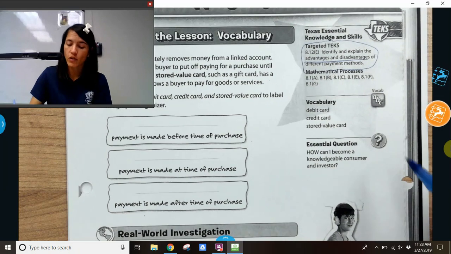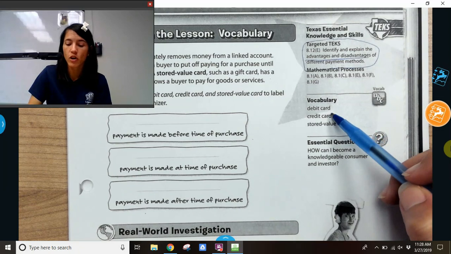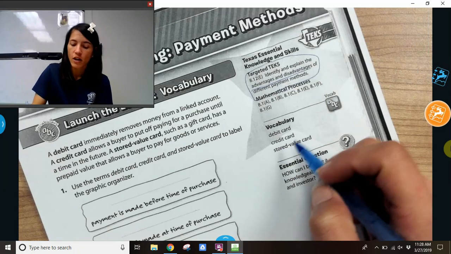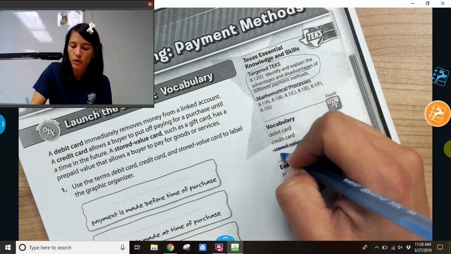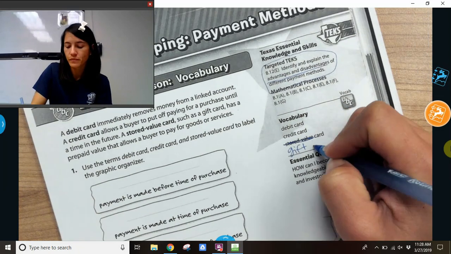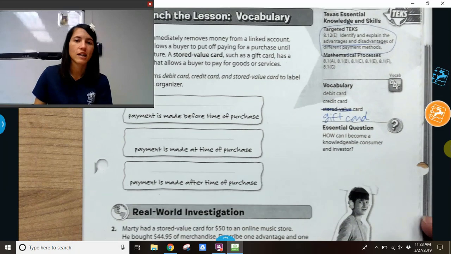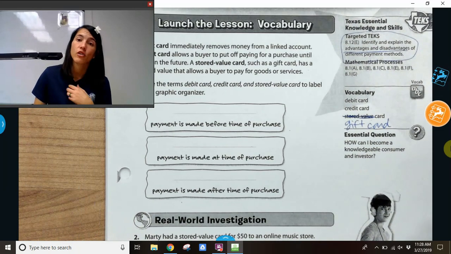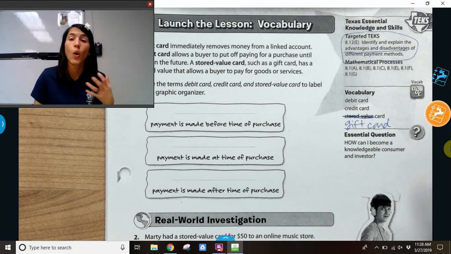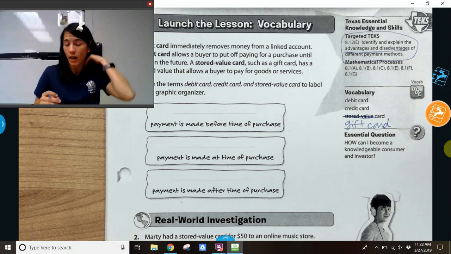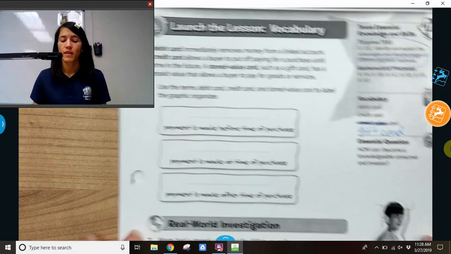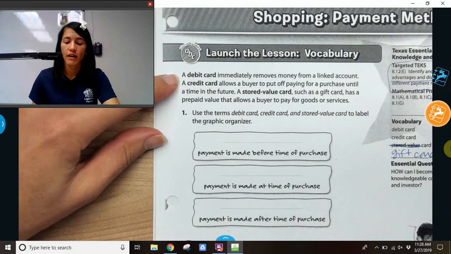And then we have some vocabulary over here: debit card, credit card, and store value card. So instead of calling it a store value card, we're going to call it a gift card, because I think a gift card makes more sense to us. A store value card is a gift card for a store, and it only has value at that store, so a gift card.